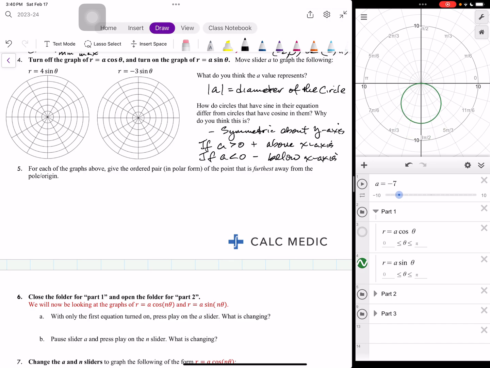Okay, so let's pause this and let's continue. Number 5: for each of the graphs above, give an ordered pair and polar form of the point that is furthest away from the pole, or the origin. All right, so when does sine reach its max?